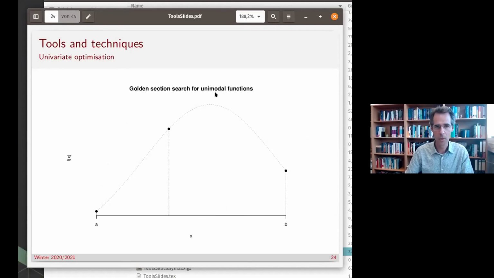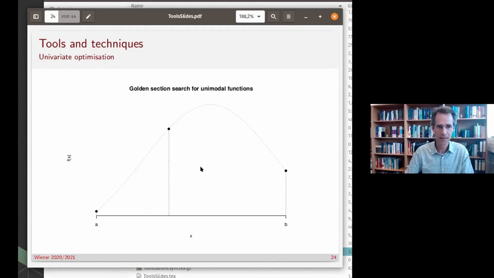So if there's one single maximum, you will certainly find that, no matter whether it's an internal one or whether the maximum is attained at the boundaries, at one of the boundaries. So if it's a unimodal function, you will certainly find the optimum.